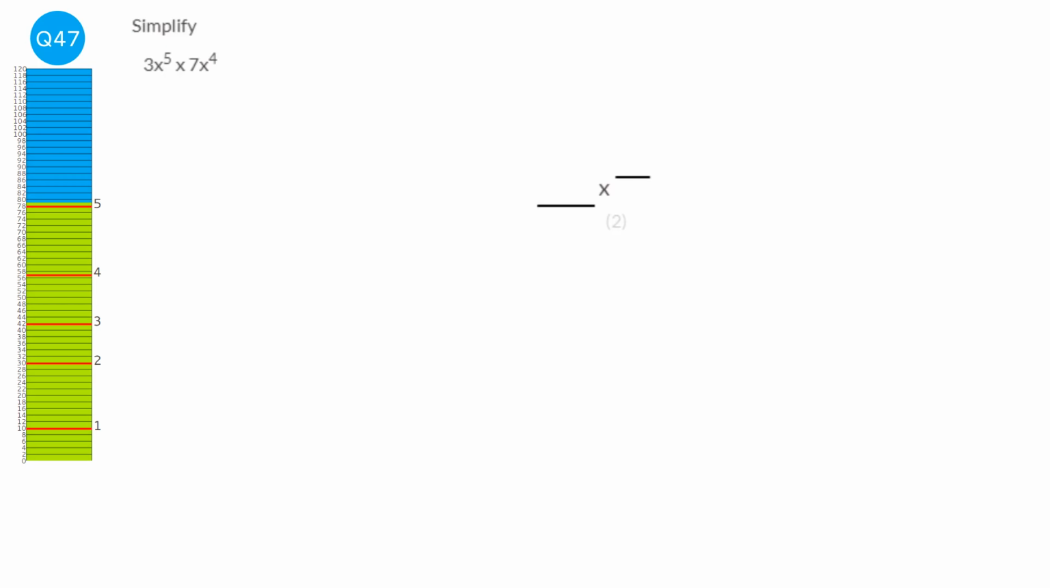When you have a number next to a letter, it's the same as putting a times there, so we're just going to write this out, but by putting times symbols in. Put the numbers together and the x's together. So here we've got 3 times 7, which is 21, and x to the power of 5 times x to the power of 4. Whenever you multiply bases with powers, you just add the powers as long as the bases are the same. So they're both x to the power of something, so we're just going to add the powers together. 5 plus 4 is 9.